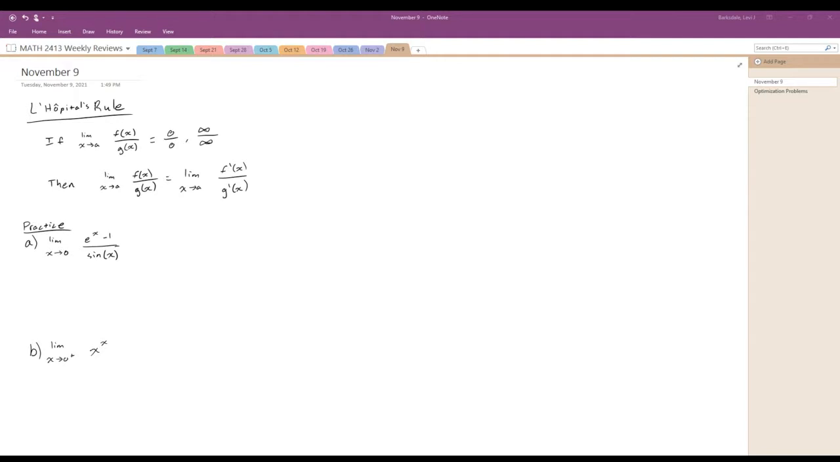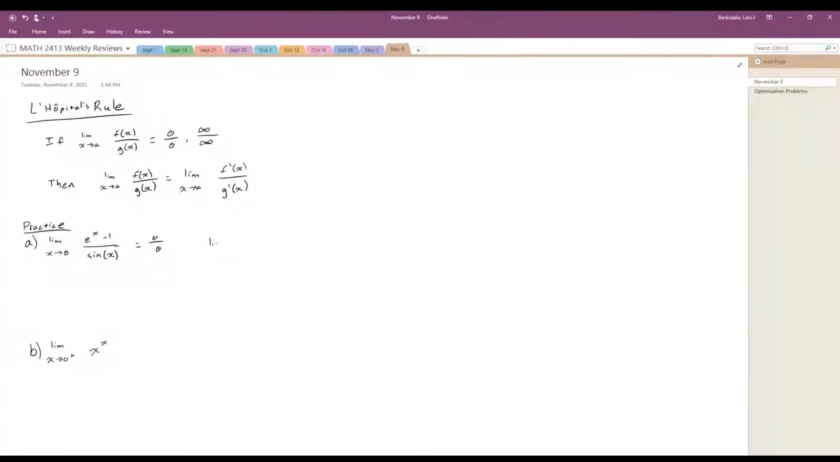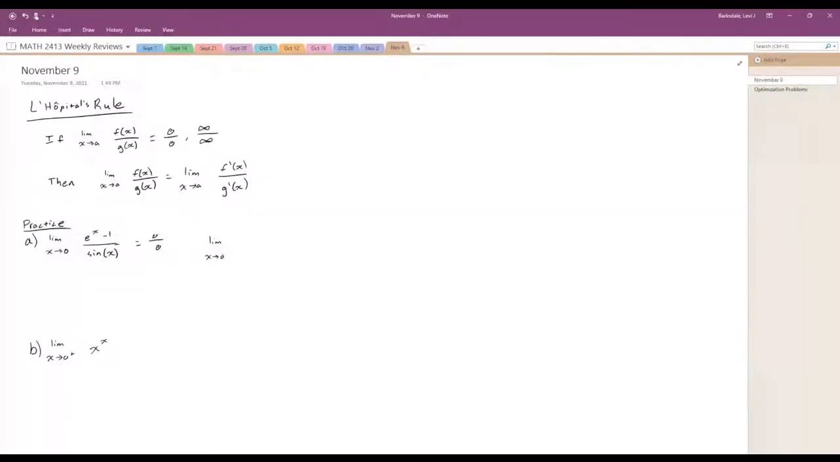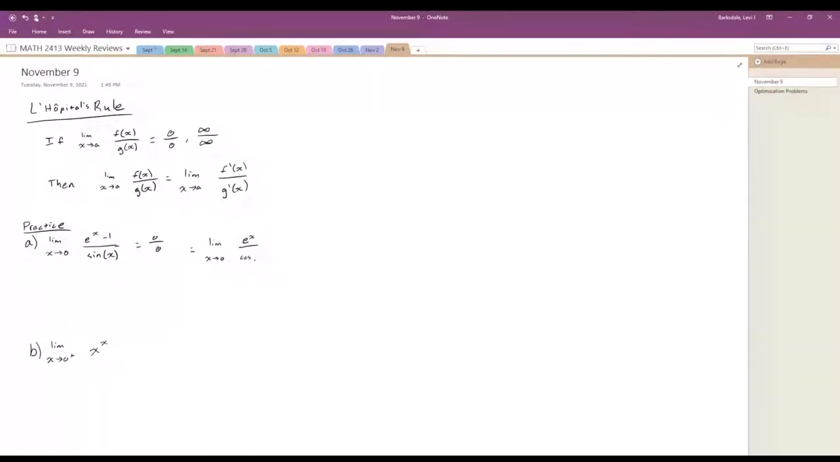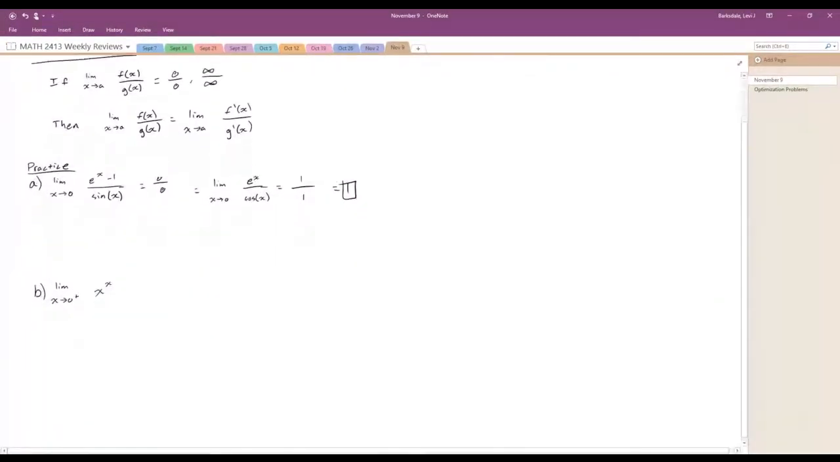All right, let's go over these. The first one, well, when we plug in our 0, we would get e to the 0 as 1 minus 1 is 0 over sine of 0 is 0. So we just apply L'Hopital's. And the derivative of the top is e to the x. And the derivative of the bottom is cosine of x. We plug in 0, we get 1. Plug in 0 for cosine, and we also get 1, which is 1. So our first one is 1.